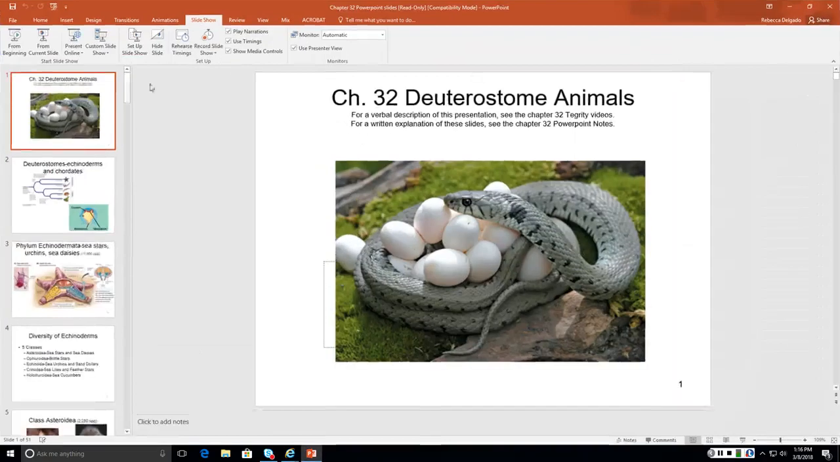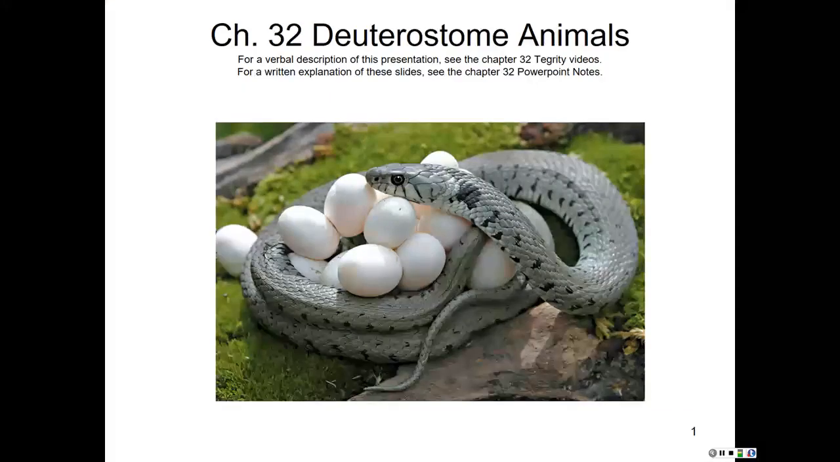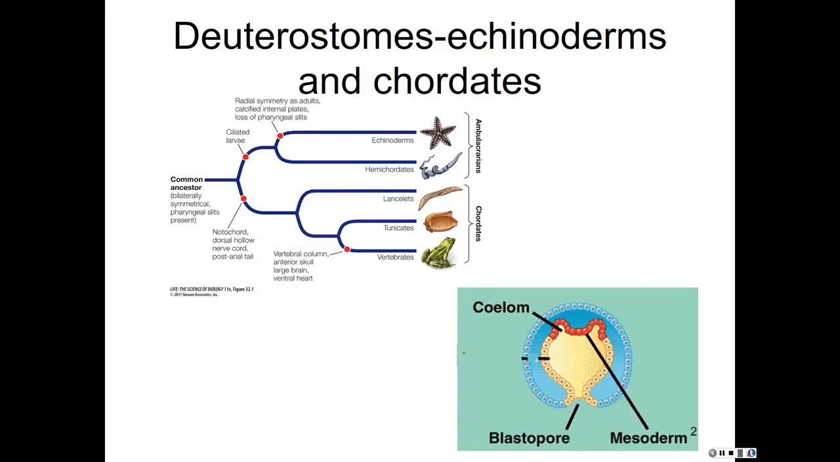All right, so welcome to chapter 32, where we're going to talk about the deuterostome animals. There are actually three groups in the deuterostomes: the echinoderms, a group known as the chordates, and a group called the hemichordates. We are only going to talk about the echinoderms and the chordates. We're not going to talk about the hemichordates in this chapter, so you can skip the hemichordate part.